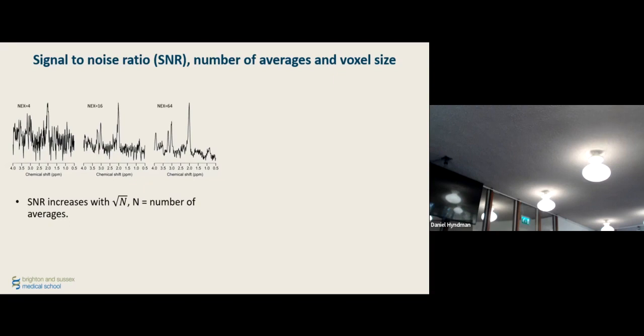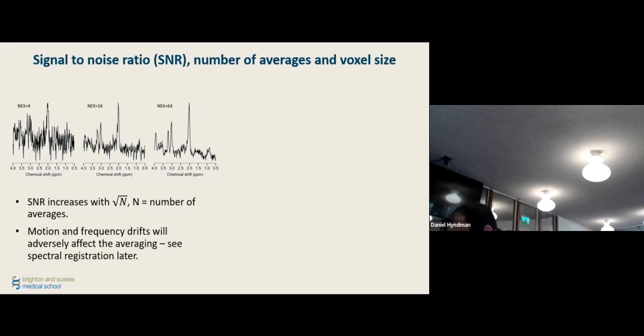You have 64 averages that take 5 minutes. You want to double it to 128, thinking that you gained a lot. Well, you gained something, but not a lot. You gained about the square root of 2, which is 40%, which is not too bad. But one has to consider that the acquisition is longer, things start moving, which limits the amount of improvement that you can get, unless you process the data correctly, which we will get to in a second, if we still have time.